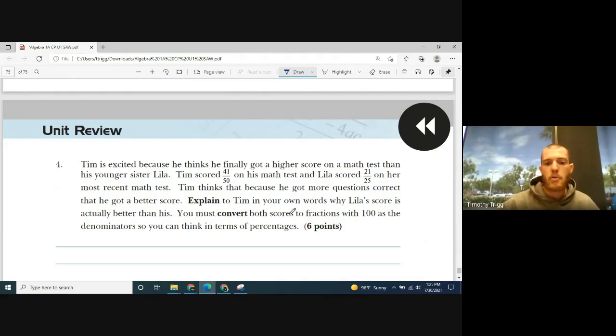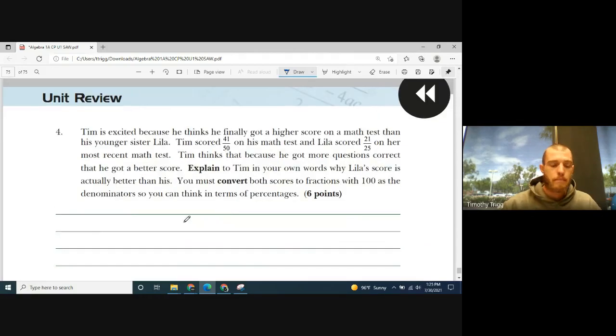You must convert both scores into fractions with 100 as denominators so you can think in terms of percentages. Okay. So let's look at Tim's score. So I'm going to put T here for Tim. And his score is 41 out of 50. Okay. So what is that percentage?